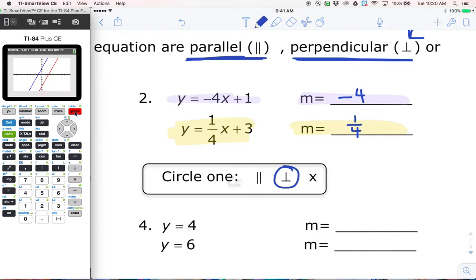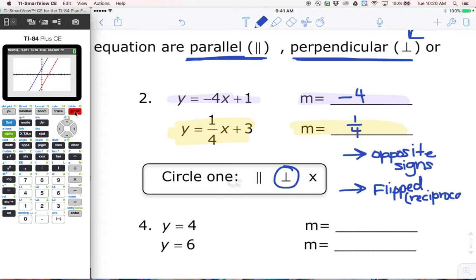All right? The way that we know that they're perpendicular is we know that they have two things going on. The first thing to know is that they have opposite signs. When you have lines that are perpendicular, one will be positive and one will be negative. So we're going to say opposite signs. The second thing we need to notice is that they are flipped, right? I had 4 and then I had 1/4. They're flipped. Now the proper math word for this, we say reciprocal.